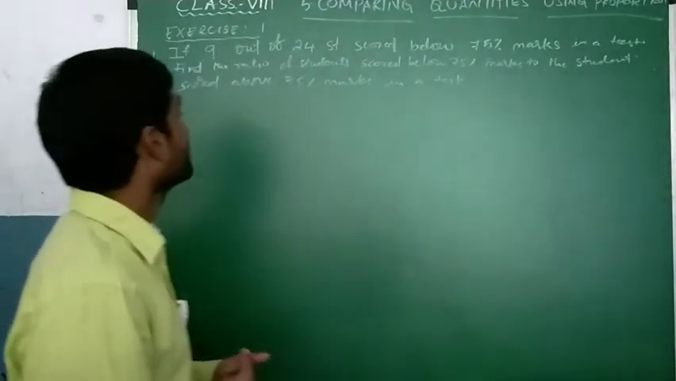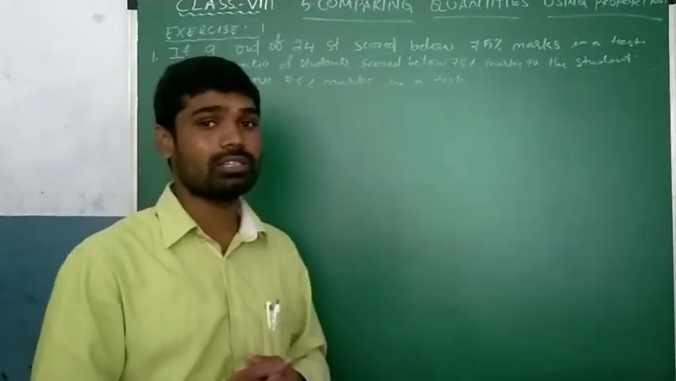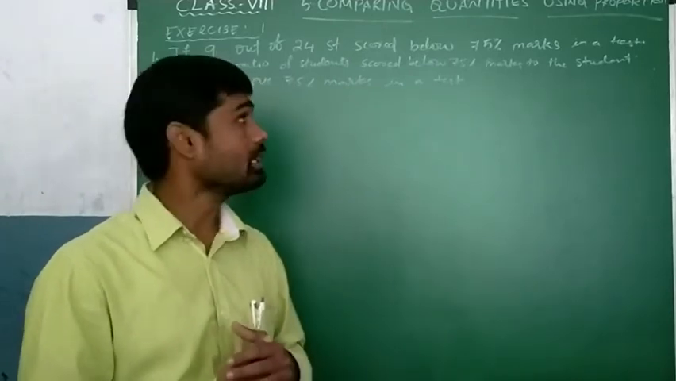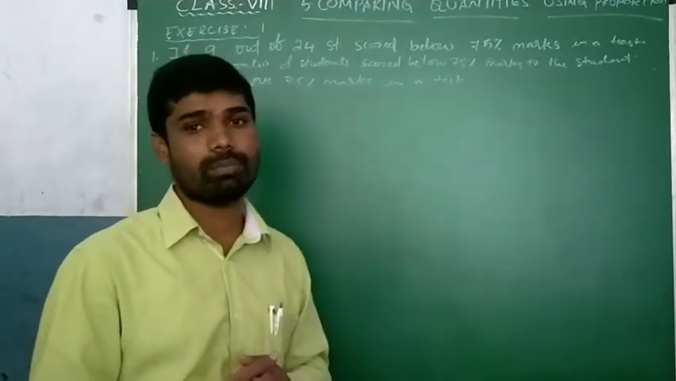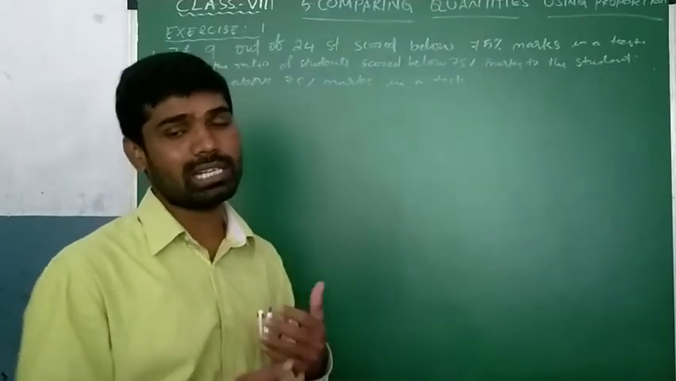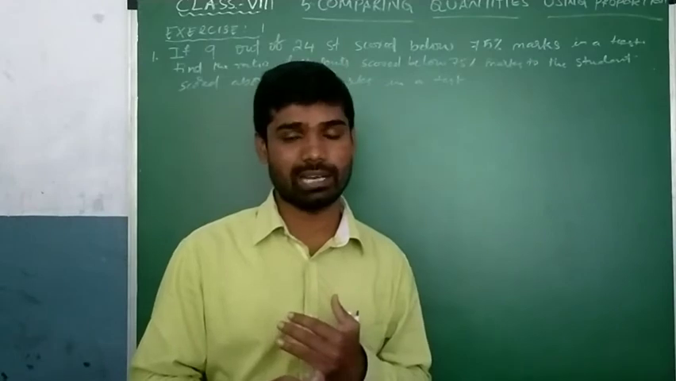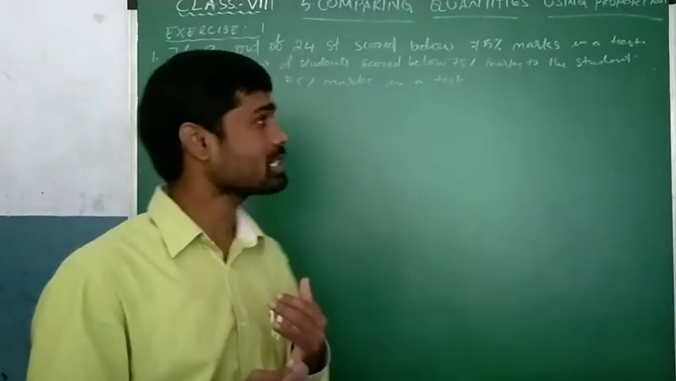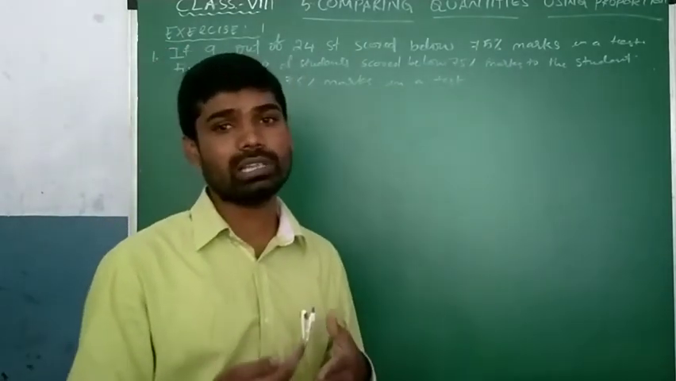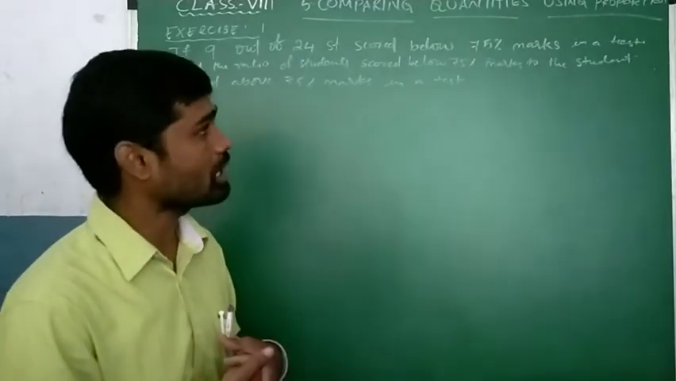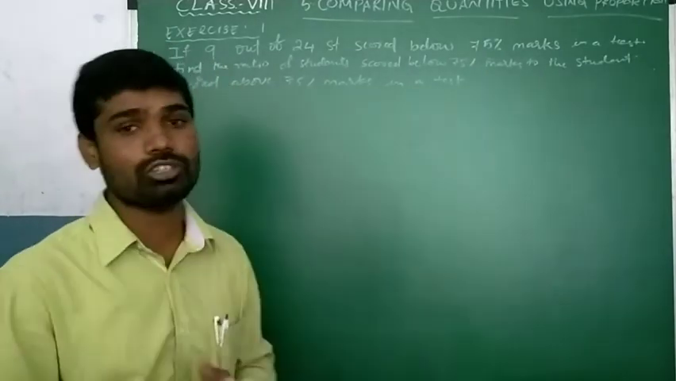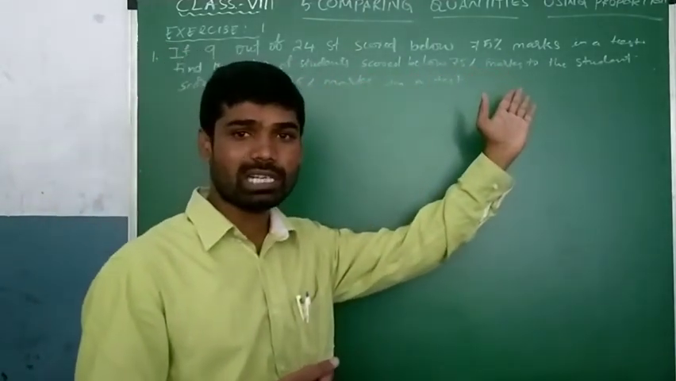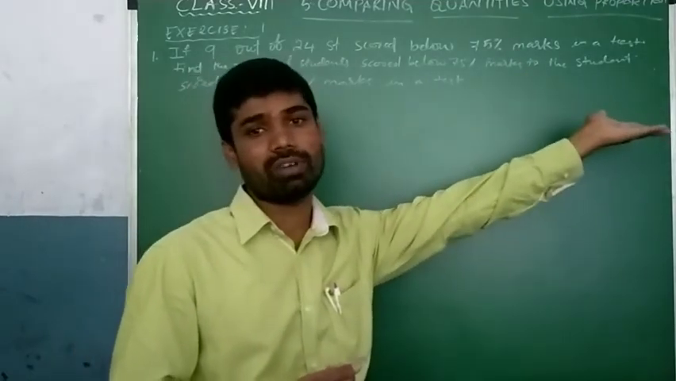Let us see now: 9 out of 24 students. The total number of students is 24. In that, 9 scored below 75% marks in a test, which means less than 75%. So 9 students scored less than 75% and the remaining students got more than, or above, 75% marks. Now what is asked: find the ratio of the students who scored below 75% to those who scored above 75% marks.